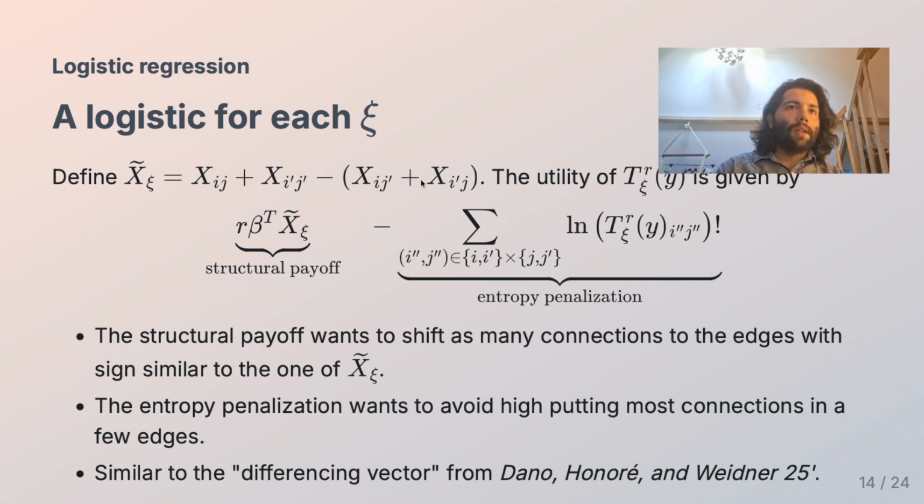So basically, we have here in this first term a structural payoff that wants to shift as many connections to edges with signs similar to the one of this GIF and GIF here, and we have some entropy penalization that wants to avoid putting most connections in few edges. And this is quite similar to the differencing vector that one can find in this nice work from Danu, Bonoré, and Martin Weidner from 2025.